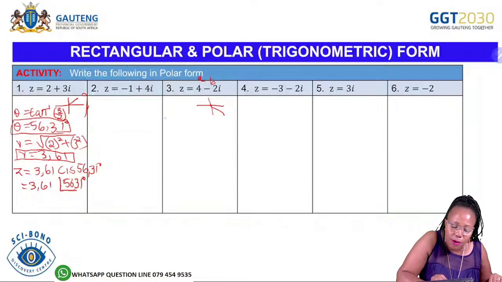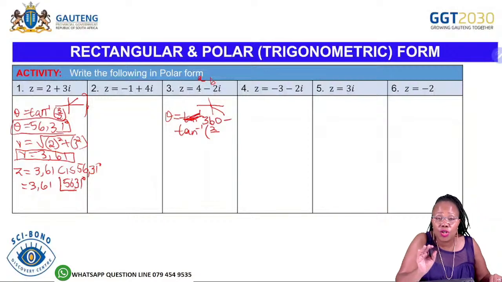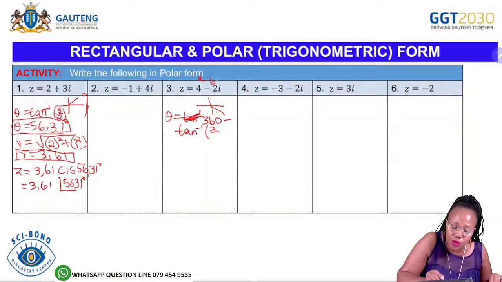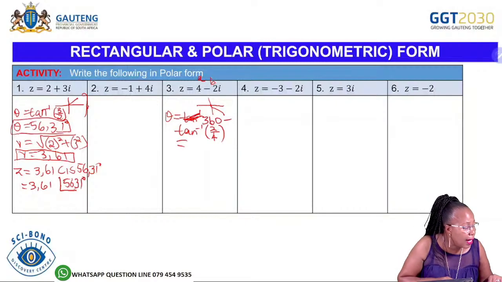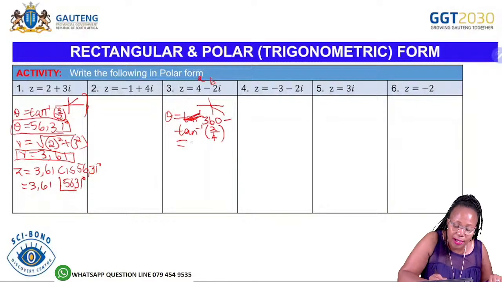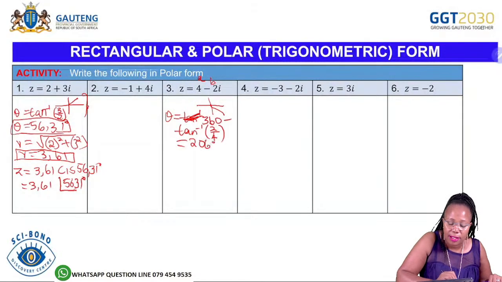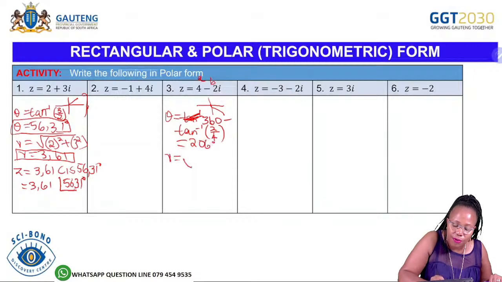So in quadrant 4, our theta will be 360 minus the arctan of your B. B is 2, and you ignore the negative there because you are looking at the angle. We don't write minus 2, we take it as positive 2. And then A is 4. So it's 360 minus arctan of 2 over 4 into your calculator. And this will give us 206 degrees.